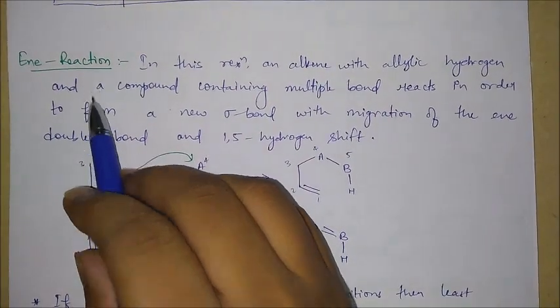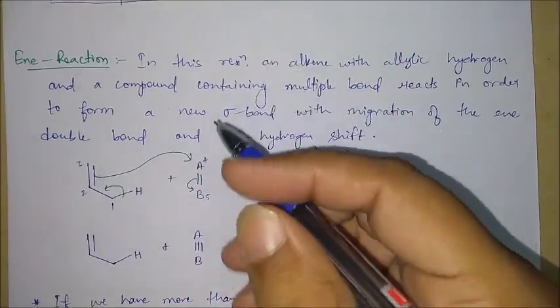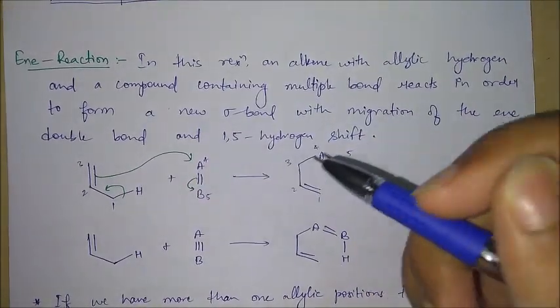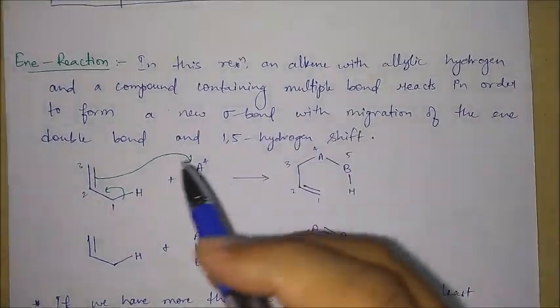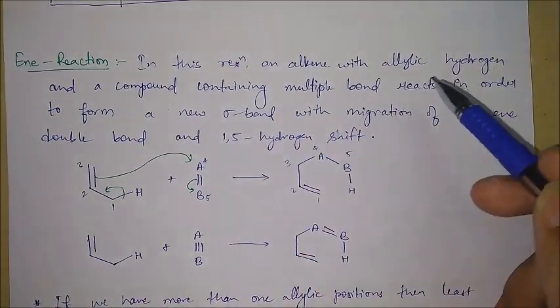Alright, so next is the ene reaction. It's very simple, very important, and a very small portion. I'll quickly finish it up and then we will solve questions related to them. So in this reaction, what will happen? An alkene with allylic hydrogen.